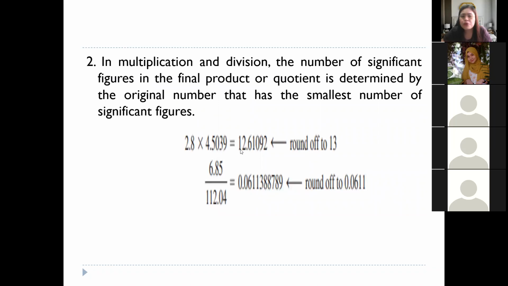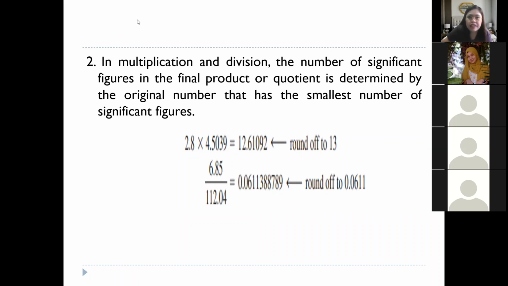Those are just reminders sa pag-round off sa atuang numbers. Now, let's move on to the multiplication and division. So what is our rule here for the multiplication and division? The number of significant figures in the final product or quotient is determined by the original number that has the smallest number of significant figures. So what does it mean? Pag mag-multiply daw ta or pag mag-divide ta, the final answer will be rounded off. I-round off nato siya following the least number in the given na significant figure.